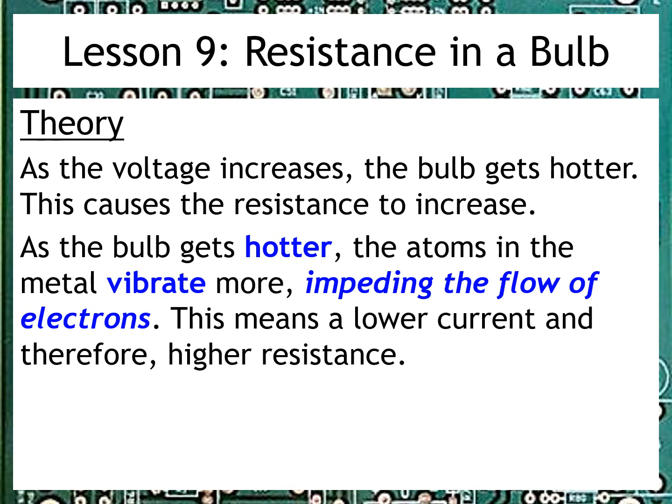Okay, so on this slide, I've just added that little sentence there. As the bulb gets hotter, the atoms in the metal vibrate more, impeding the flow of electrons. This means a lower current and therefore higher resistance. This phrase is just a really easy way of explaining what happens in filament bulbs, and particularly for those of you who may in the future go on to do A-level, it's a really nice little phrase that I quite often used to teach my students to summarise what they needed to say in just a couple of sentences.